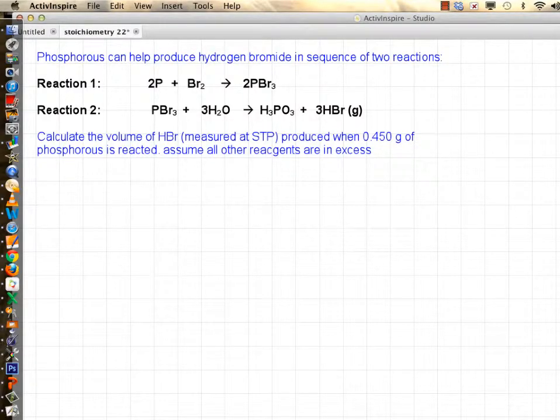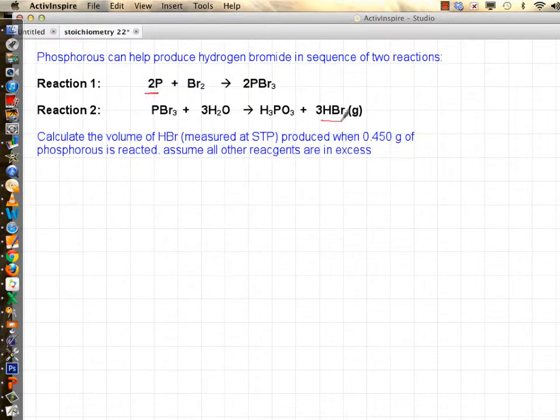In this tutorial, I'm solving a problem that has two sequential reactions, and we are using information from one reaction to solve for the other. Phosphorus can be used to produce hydrogen bromide, and the question is challenging us and says: if you have 0.45 grams of phosphorus, what volume of HBr would you produce at standard temperature and pressure?